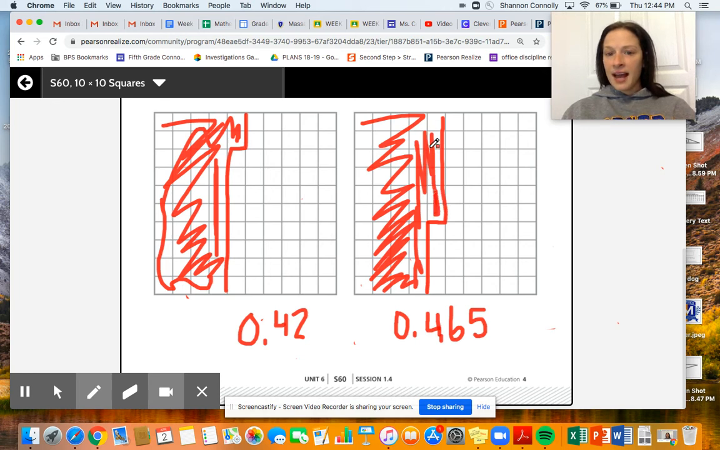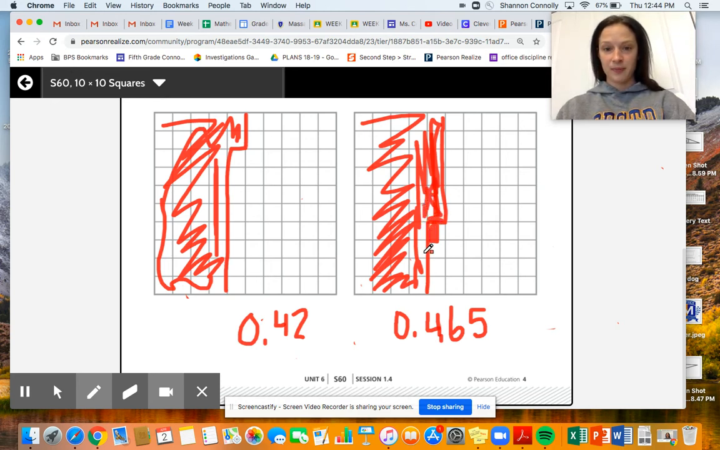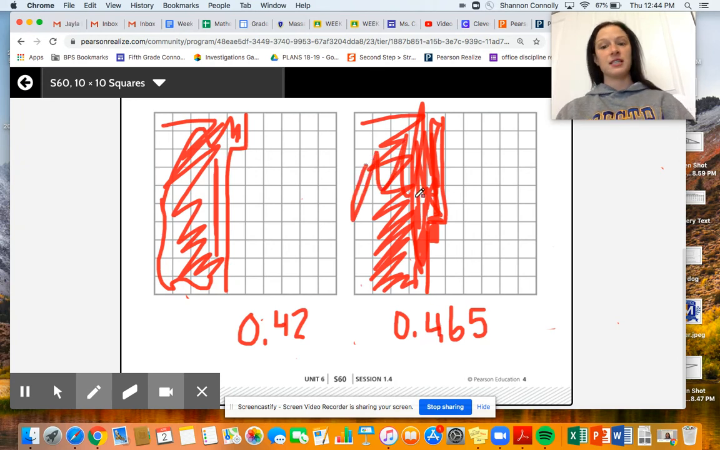And then I have 5,000ths. There are 10,000ths in 100th. So if I have 5,000ths, I'm just taking half of this next square, which is hard to think about. Maybe I'll do a video all about hundredths and thousandths because it is a little tricky.